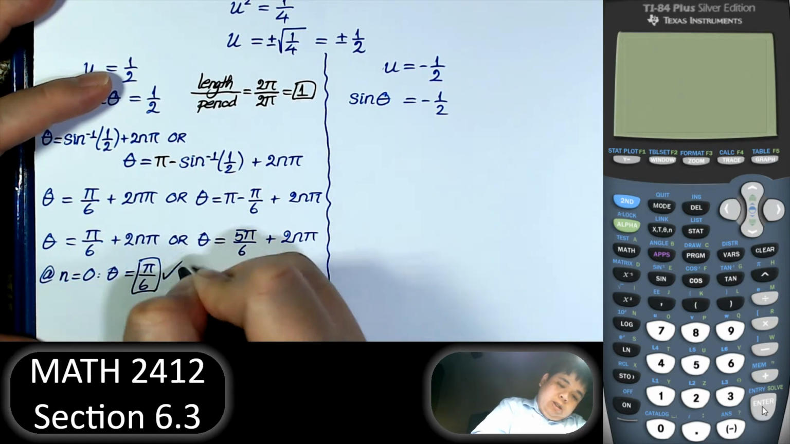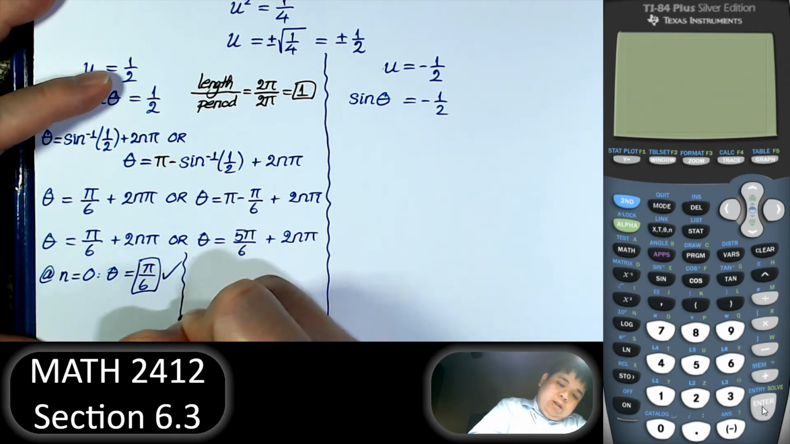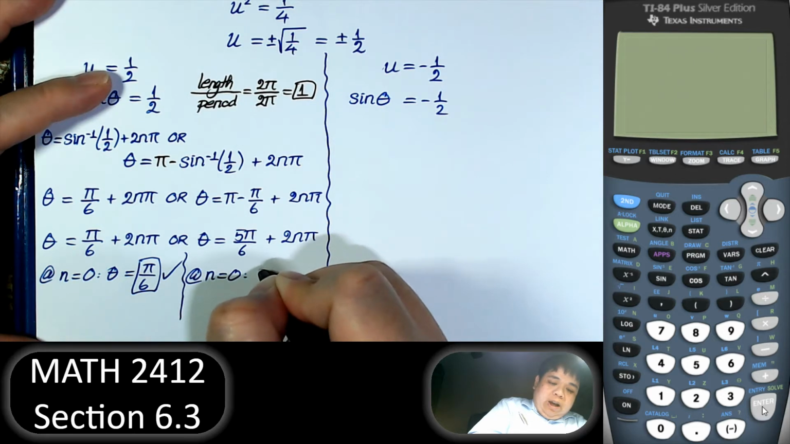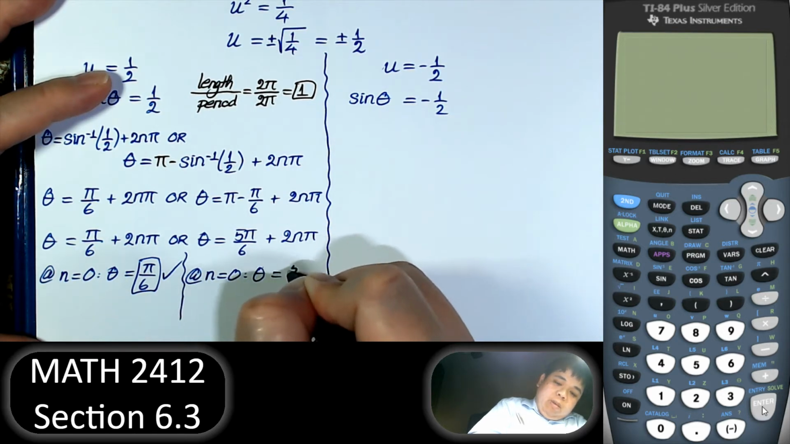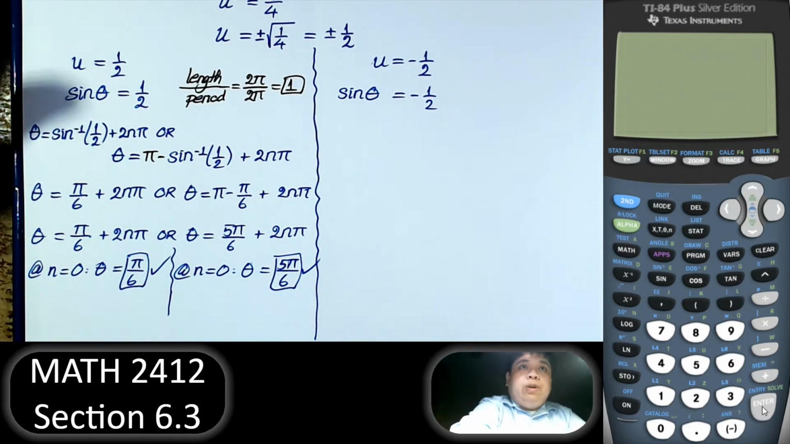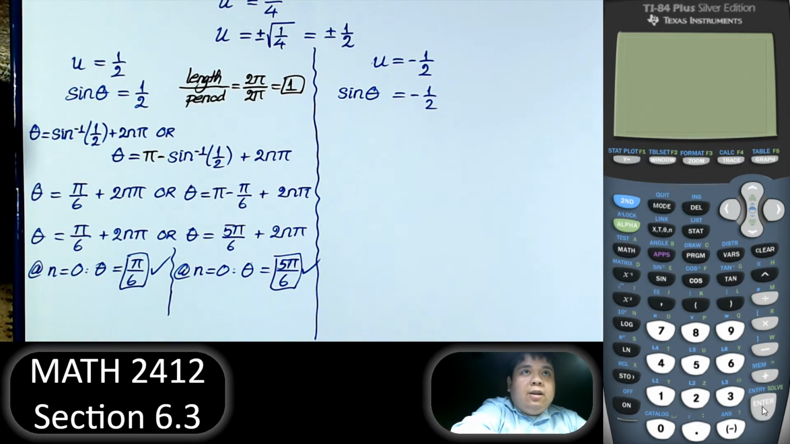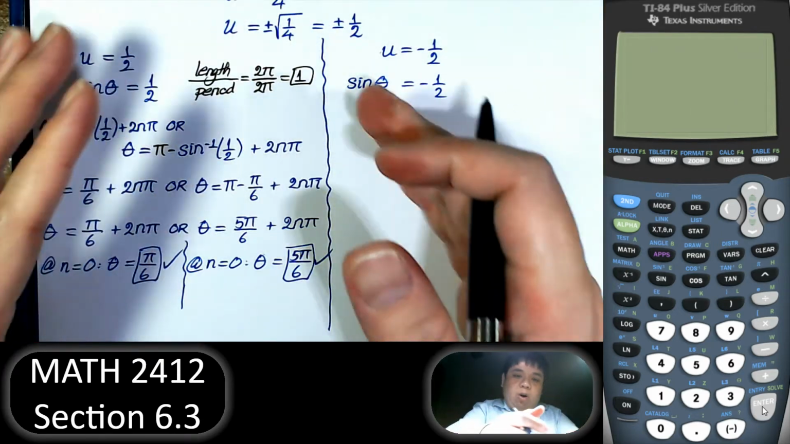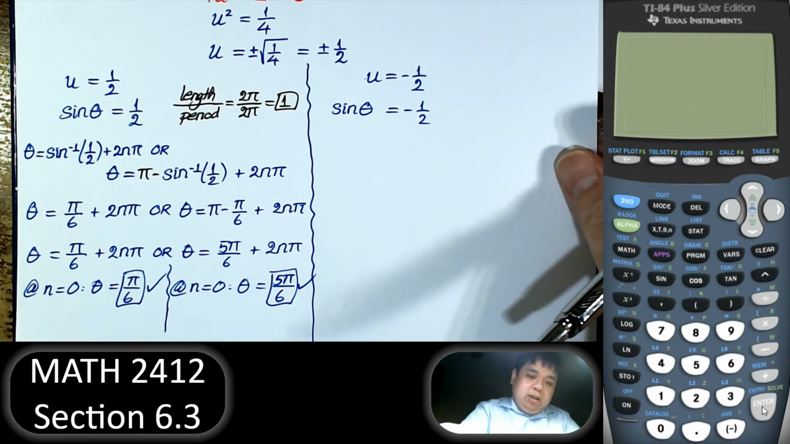Which is good. And when n equal to 0, we have 5 pi over 6. That's also good. So that is this part. The other part, we do the same thing.